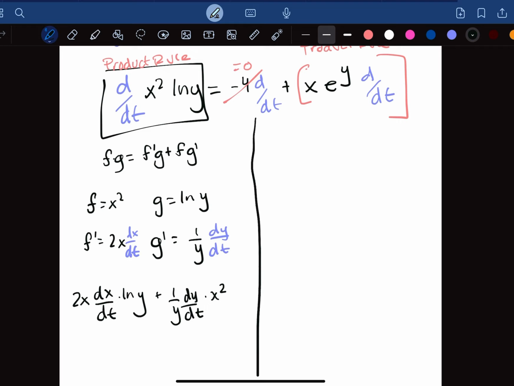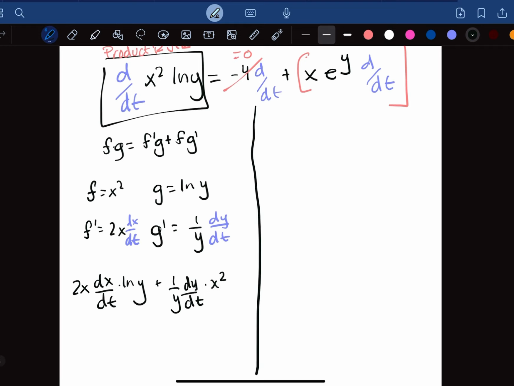I'm going to put a little line over here to show that now we're going to work with the right side of our equation. We're going to say this is equal to our right side, which is, again, using the product rule, our f is equal to x, our g is equal to e to the y power, our f derivative is equal to 1, and then our g derivative, again, is also e to the y.